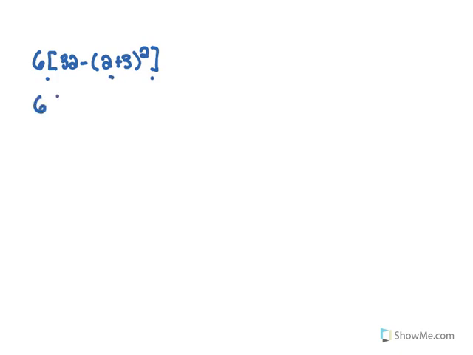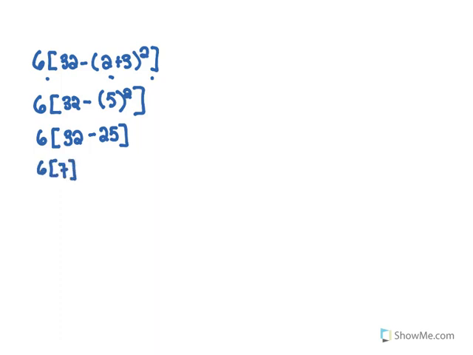So the first thing I'm going to do is 6 times 32 minus 2 plus 3, which is 5. And then we're going to square that 5. Okay? So remember, that's not 5 times 2, that's 5 times 5, which is 25. So we're going to take care of what's inside these grouping symbols before we multiply. Okay, so we get 6 times 7, and that gives us 42.